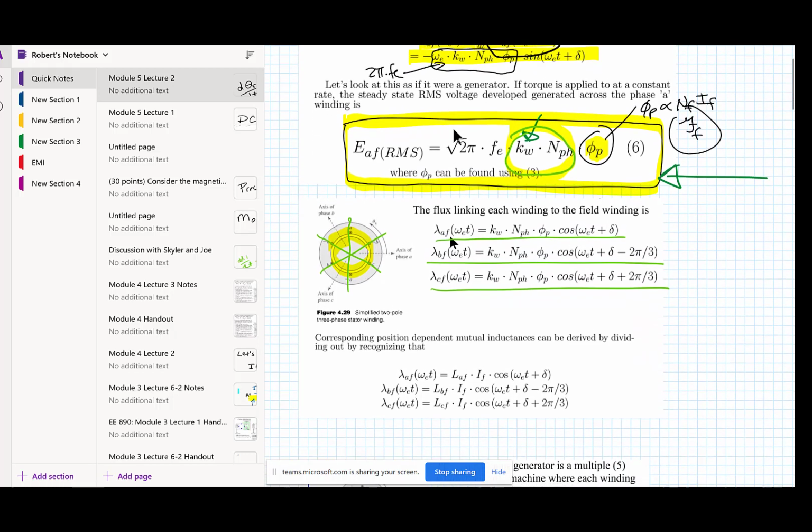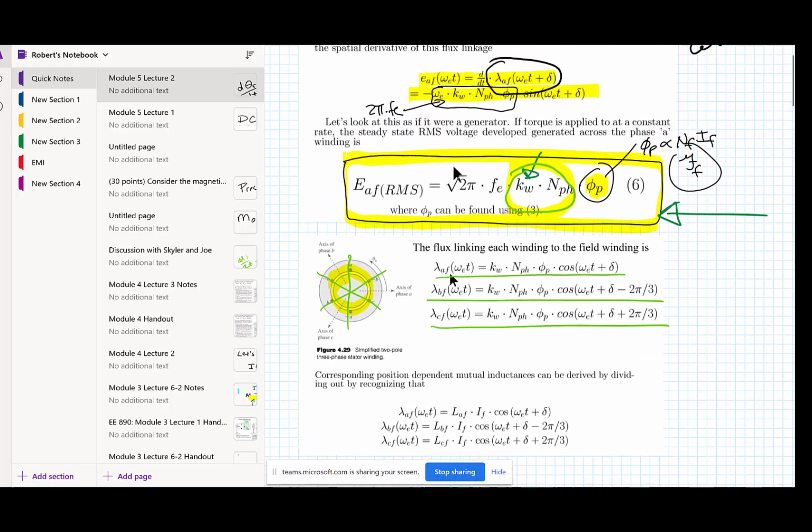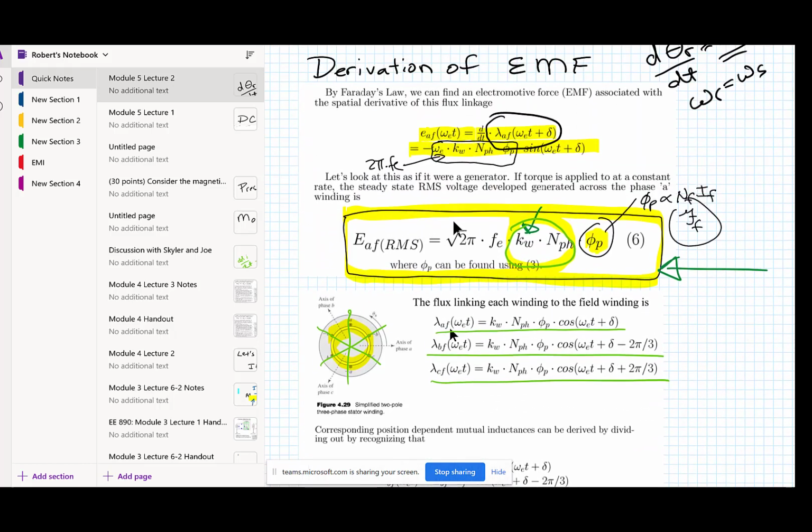And then if you take the derivative of those, which is Faraday's law, each one of those derivatives, the d lambda dt for each phase will have, because it's a balanced machine, balanced winding, the same amplitude.